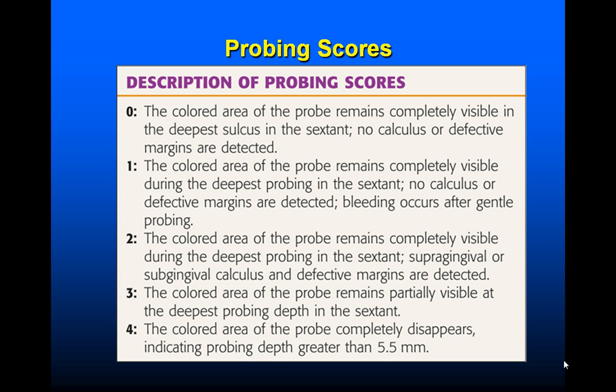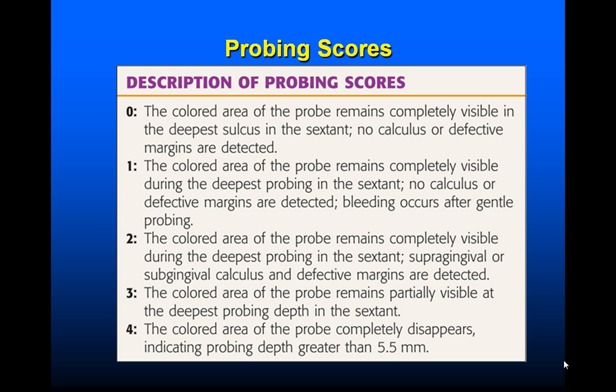The third section is maxillary left posterior teeth. The fourth section is mandibular left posterior teeth. The fifth section is mandibular anterior teeth. And the sixth section is mandibular right posterior teeth.